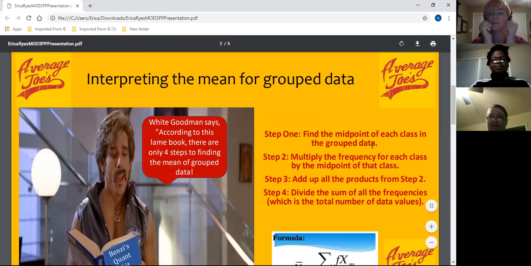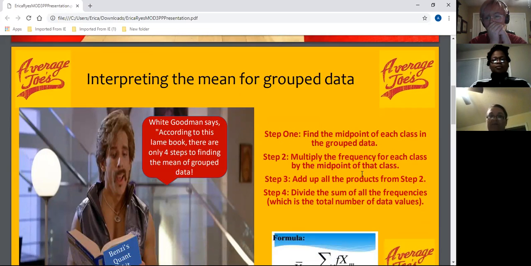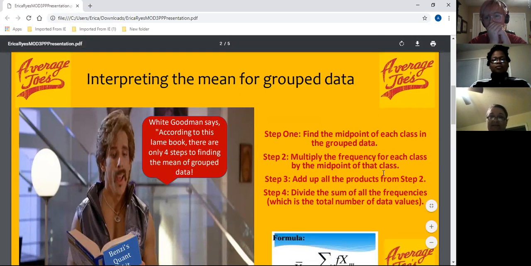Find the midpoint. Let's see. Find the midpoint of each class in the group data. Multiply the frequency for each class by the midpoint of that class. Step 3, add up all the products from step 2. And step 4, divide by the sum of all the frequencies, which is the total number of data values.